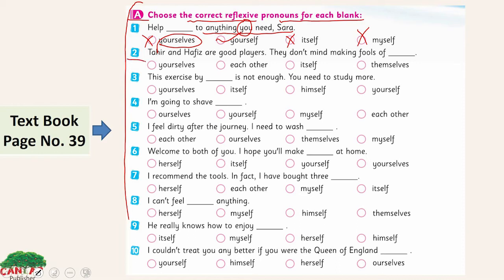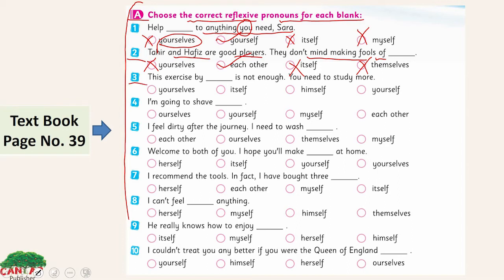The second one, Tahir and Hafiz are good players. They don't mind making fools of. Tahir and Hafiz are both like plural noun here. So yourself is incorrect, itself is incorrect, themselves, no, each other. They don't mind making fools of each other here.